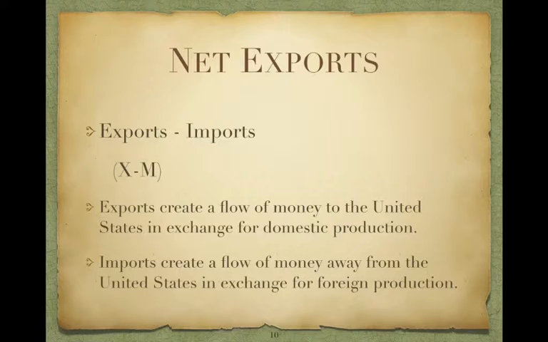We're going to look at this a whole lot more later when we look at comparative and absolute advantage. But what I need you to understand for right now is that net exports is the end result of what we sell to other countries minus what we buy from them. So, money in versus money out.